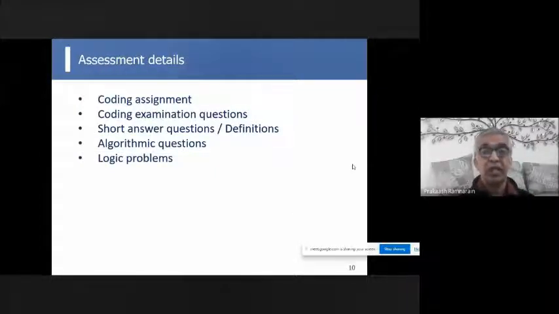So what do the assessment details look like? Basically, you have a coding assignment, which I've already stated counts 20% towards your final grade. There are coding examination questions, short answer questions, definitions, algorithm questions, and logic problems as well. Everything that is to do with programming is mainly in paper 2. Every other aspect is then tested in paper 1.